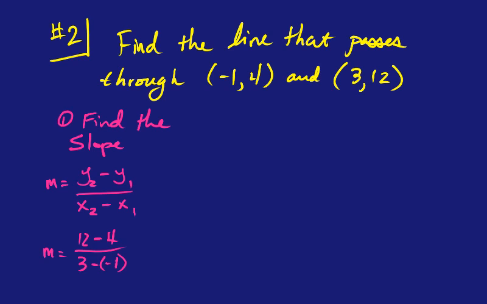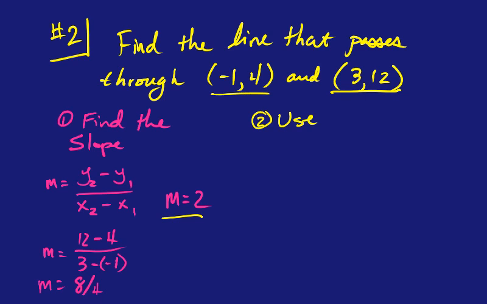So here we go, m equals 12 minus 4 is 8, divided by 3 minus a -1, which becomes +1, so 4. And so what's 8 divided by 4? Your slope, m, equals 2. And we're not done because we want the equation of the line. So now that you have a slope and you have multiple points, you can use point slope form like we did on the last example.